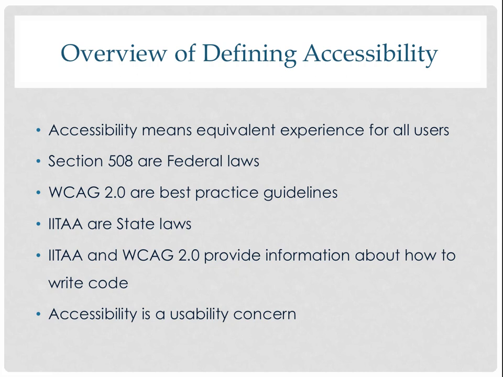If you have questions about how to write actual accessible code, look to WCAG 2.0 or IITAA. If you have questions about where a requirement comes from for accessible code, refer to Section 508 or IITAA. Remember, accessibility is a usability concern. It's more like a specific type of usability.